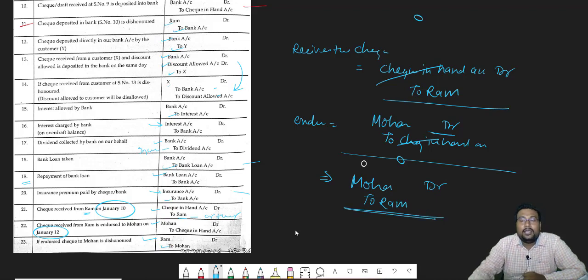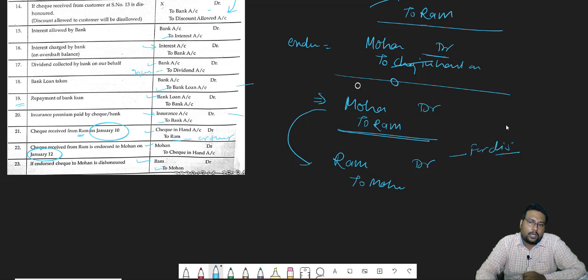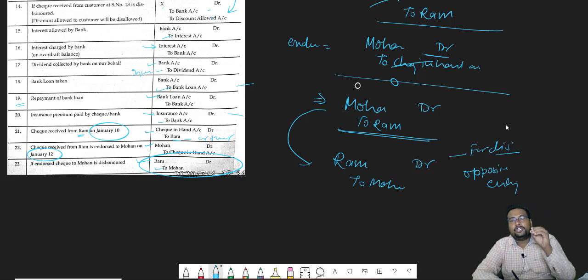This will only remain, and we know that at the time of dishonor we just pass the opposite entry. So we will pass the opposite entry: credit Ram to become Ram debit, and debit Mohan for dishonor, the opposite entry. So this is how this entry comes in nature, by this explanation.